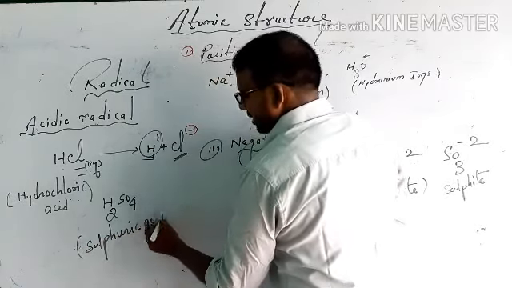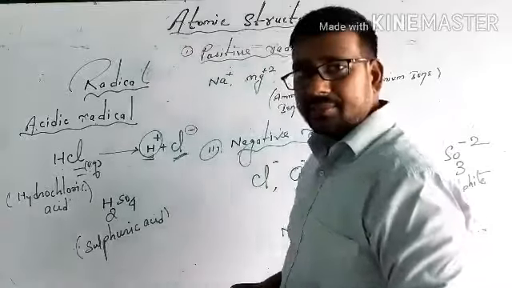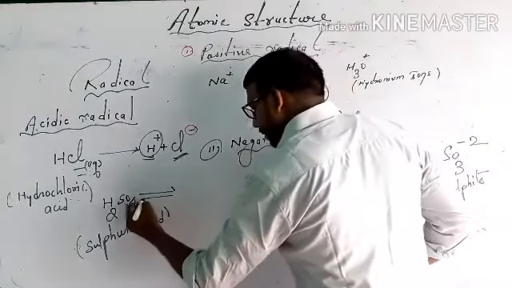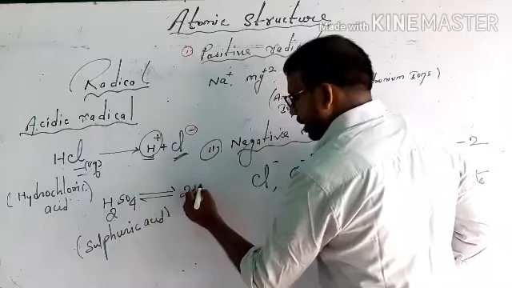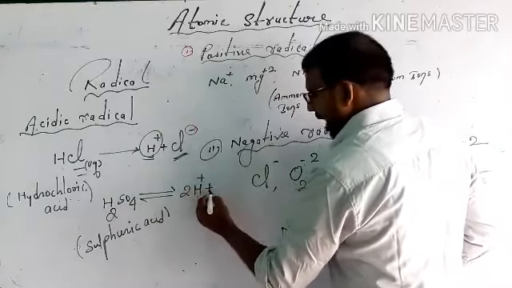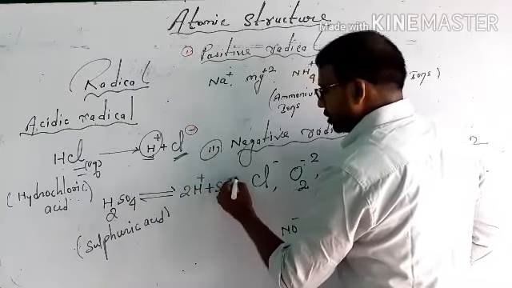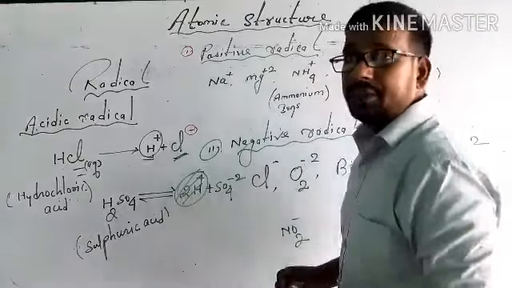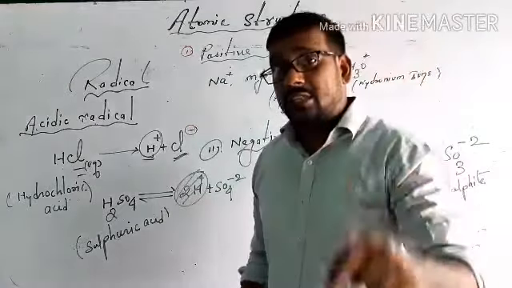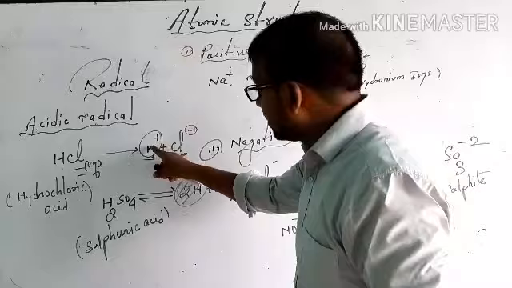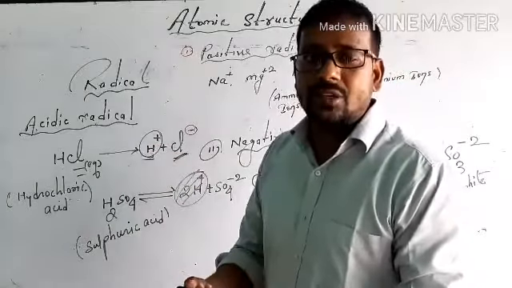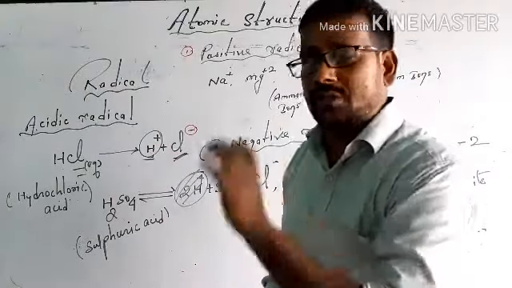Sulfuric acid, its name is sulfuric acid. If it breaks down, it will break down into 2H plus and SO4 minus 2. You should not count the H plus in the case of acid, because that is the character of acid. All acids dissociate H plus ion.